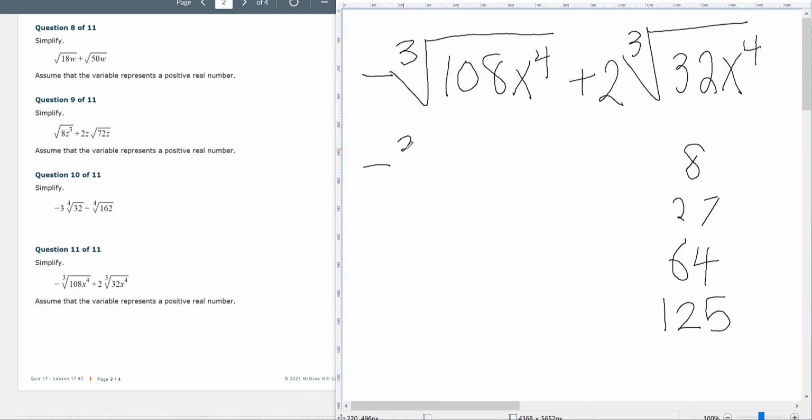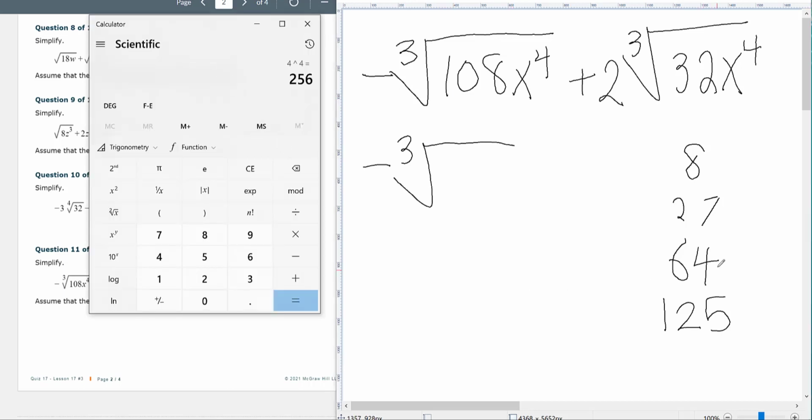So I'm going to check and see which one of these goes into 108. I'm going to take my calculator and look. 125 is not going to go into 108. I mean, you could try it, but it's not going to go. I'm going to try 64. So I'm going to take 108 and divide it by 64. Look, it doesn't go evenly, so that's not it. So I'm going to take 108 and divide it by 27. And it goes 4 times. So it's 27 times 4.